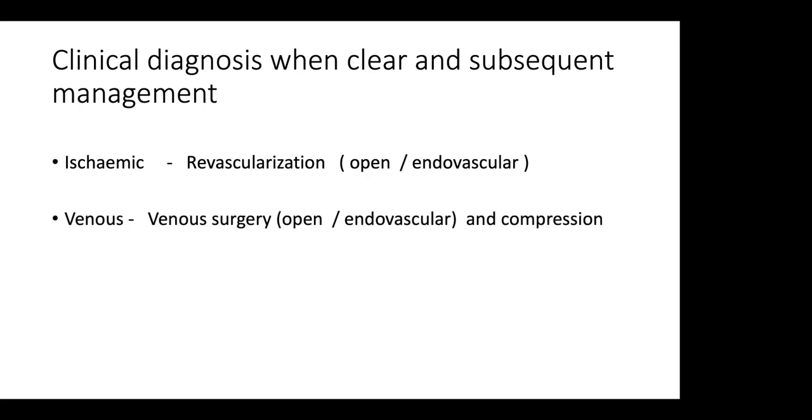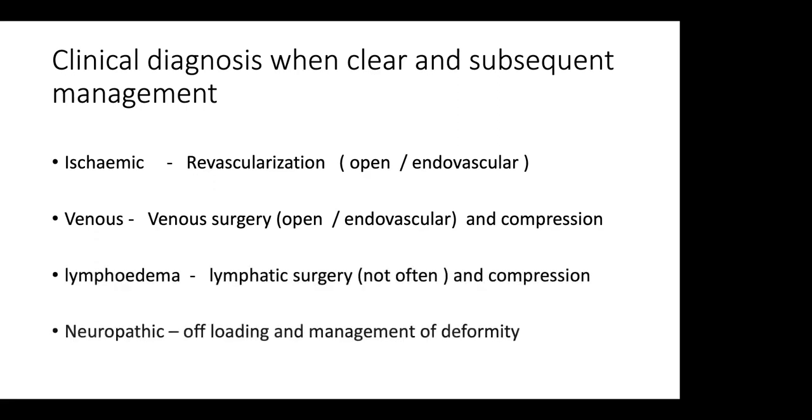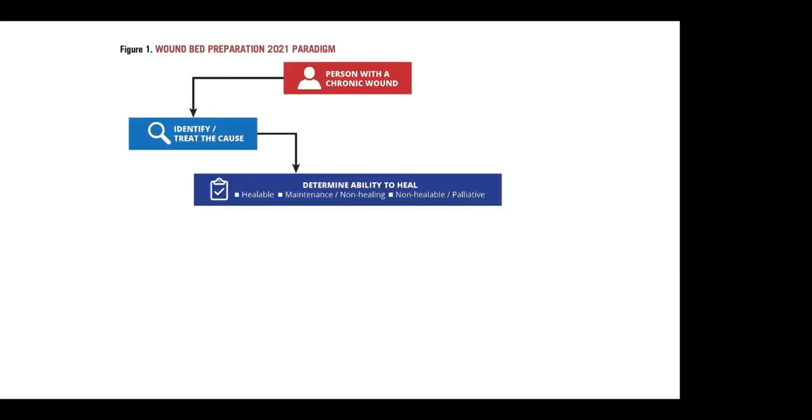If the problem is venous, then the surgeons are able to control and sort the varicose veins or the venous compression. In lymphedema, there's compression, and in neuropathy, it's about offloading the pressure and trying to manage the deformity. So this is the first thing to do: if you see a patient with a chronic wound, make sure that you spend enough time trying to identify and then treat the cause.